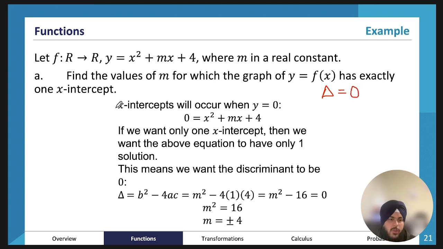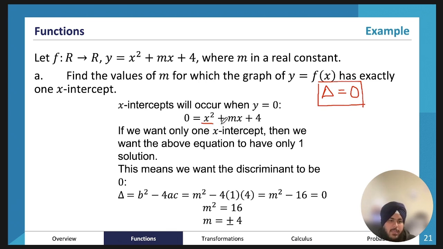The x-intercepts will occur when y is equal to 0. So if you want only one x-intercept, then we want the above equation to only have one solution. This means we want the discriminant to be equal to 0. So that's what we need to first of all identify. If it says one solution, two solutions, no solutions, we need to determine what the discriminant is going to be in that case. And then we just solve the equation as you normally would.